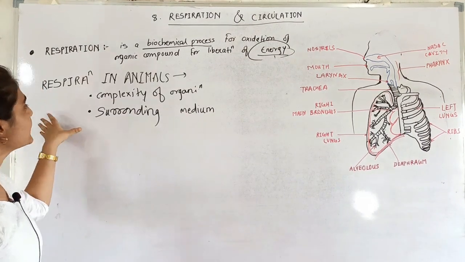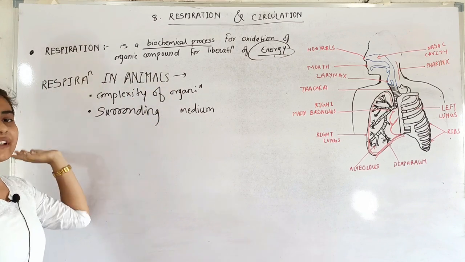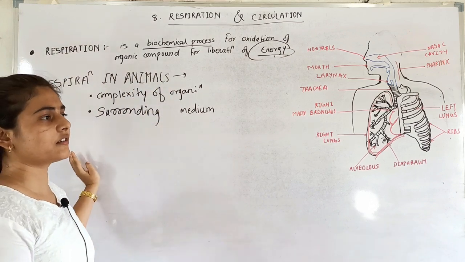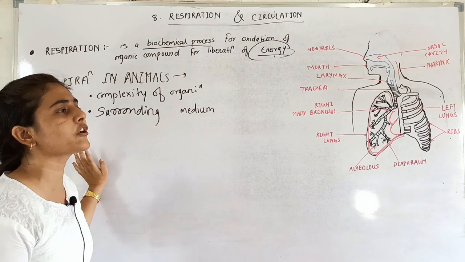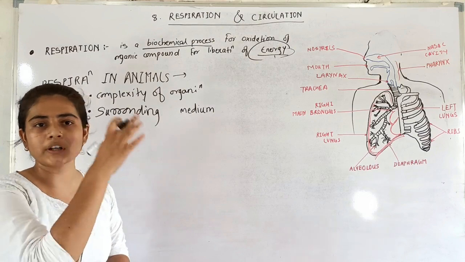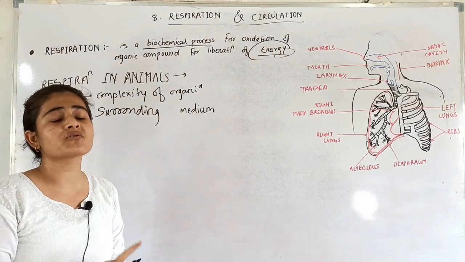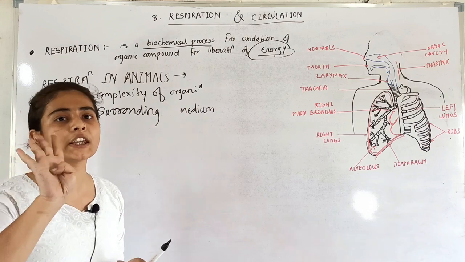So now the next topic of respiration is respiration in animals. We have learned the respiration in plants. If you get a question on respiration in plants, it may be for 2.5 or 3 marks according to the paper pattern. So in respiration of plants, you have to remember 4 key points.